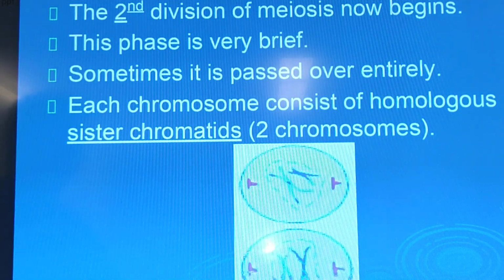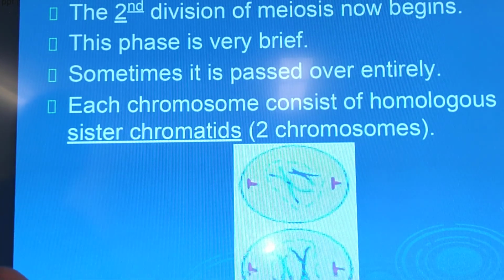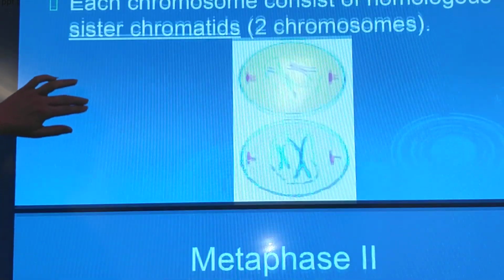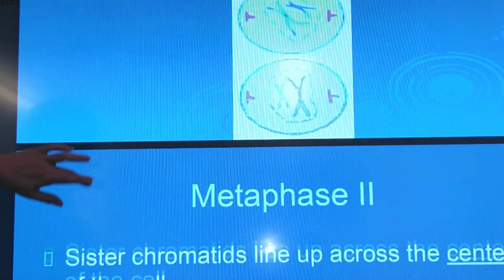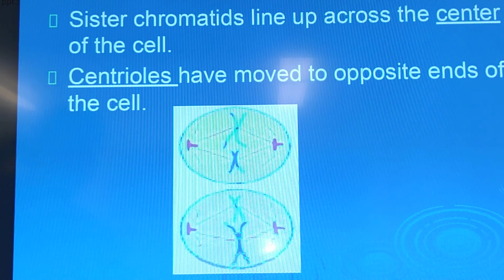Prophase 2, we're going back to prophase. Not a lot happens here because they're already condensed into the little X's, and it goes really, really quick. Sometimes it's passed over entirely. So now we have just one of each chromosome. It may be a mama and a daddy, or two daddy chromosomes in the cell, because they separate randomly.